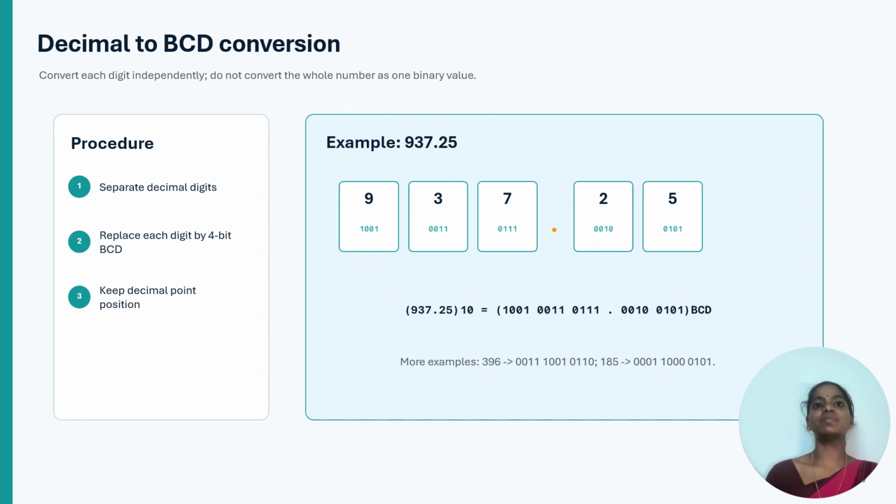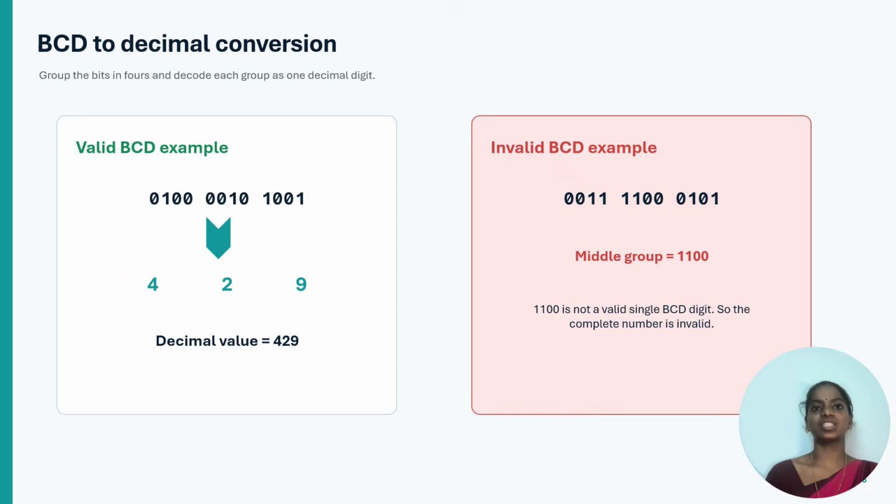And next, BCD to decimal conversion. Divide the code into groups of 4 bits and replace each valid group by its decimal digit. If any group lies between 1010 and 1111, the code is invalid. Example, take a binary coded decimal 0100 0010 1001.